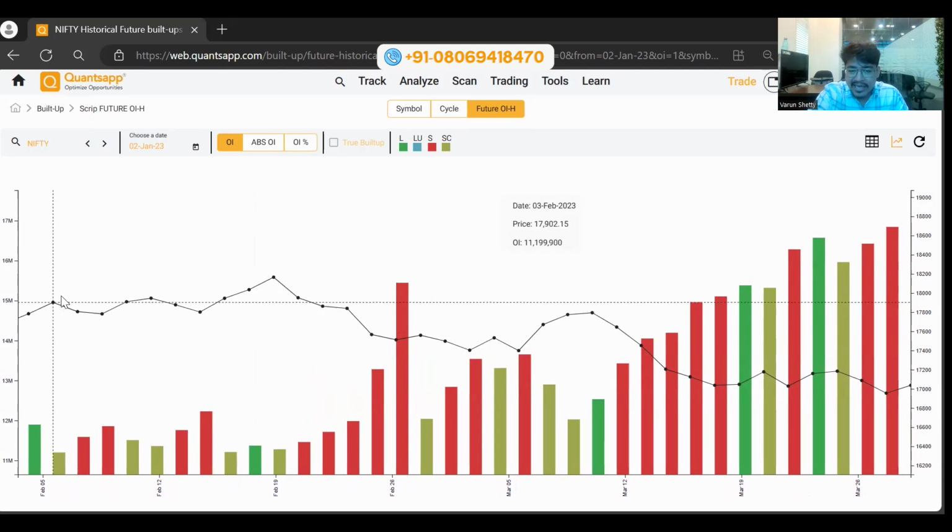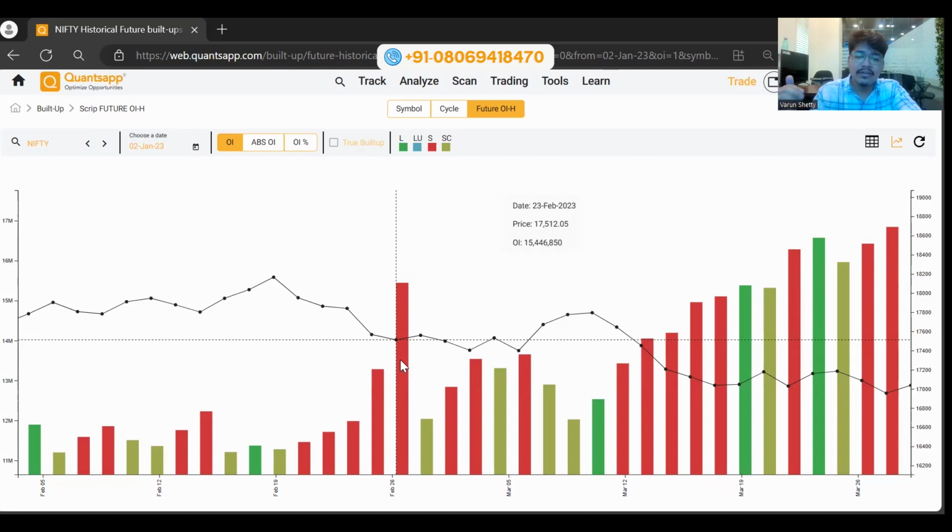So you can see that the black line is continuously falling down. So this is how you identify a build-up trend. Right? So this is how you identify a cycle. So long and long unwinding is a bullish trend. Short and short covering is a bearish trend. As simple as that. Okay.